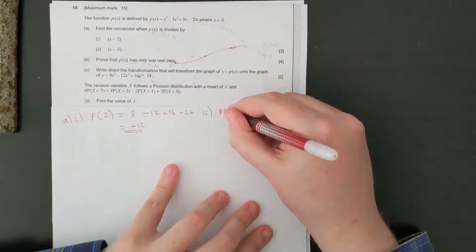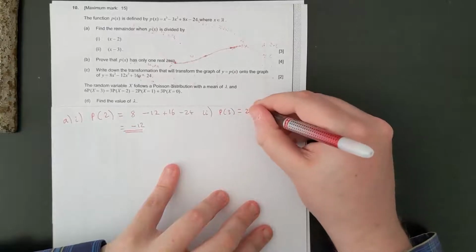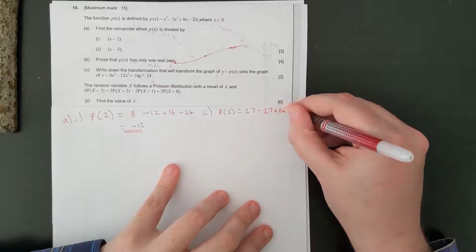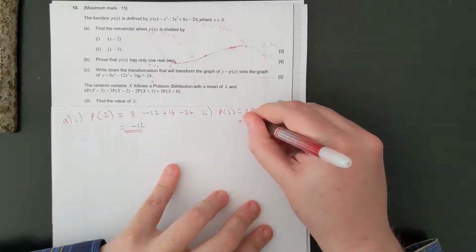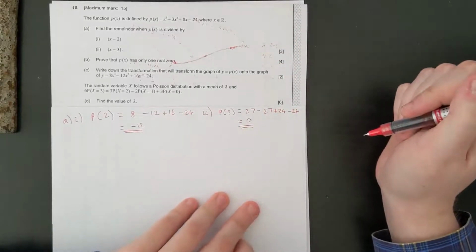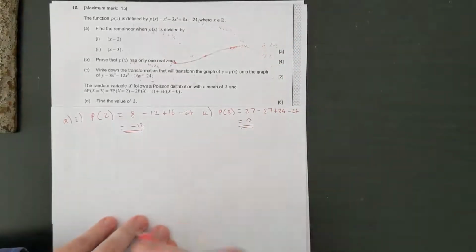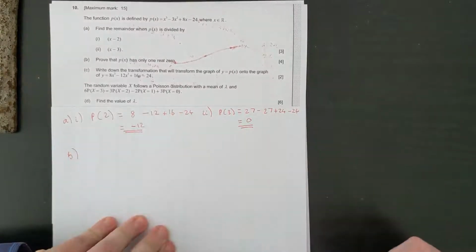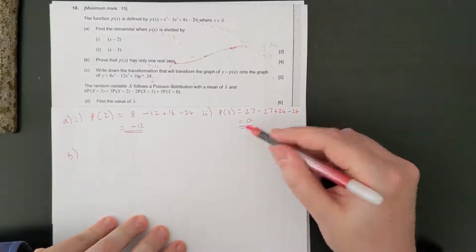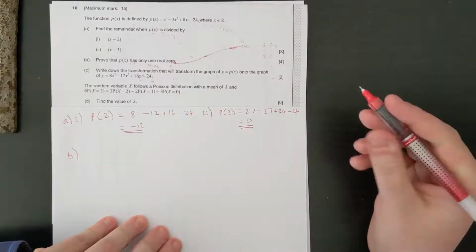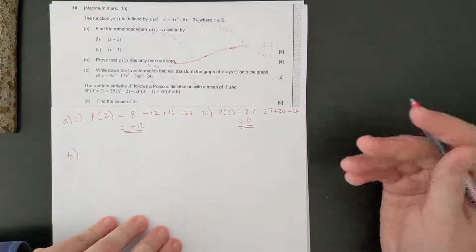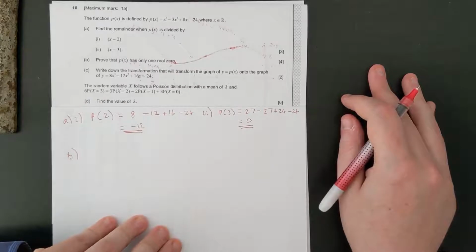I'm doing p of 3, which is equal to 3 cubed, 27, minus 3 times 9, 27, plus 8 times 3, 24, minus 24, which is equal to 0, which tells me that x minus 3 is a factor, therefore, of p of x, which is useful for part B, because you're asked to prove that p of x has only one real 0. You know that real 0 is the one you've already found. So I want to factorise my cubic, then, effectively, and show that it won't factorise using just real numbers.